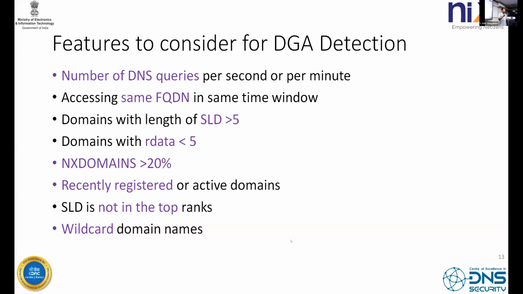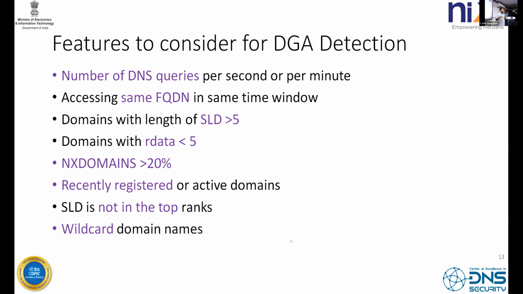Okay, so usually what happens with good domain names like google.com and all, based on our analysis, we can argue that the SLD, the Google part or Facebook part, is a little bit small. So good domains are a little bit short and have meaningful words. DGA domains don't have meaningful words and are a little bit longer. So a domain with an SLD length greater than 5 can be a malicious domain.